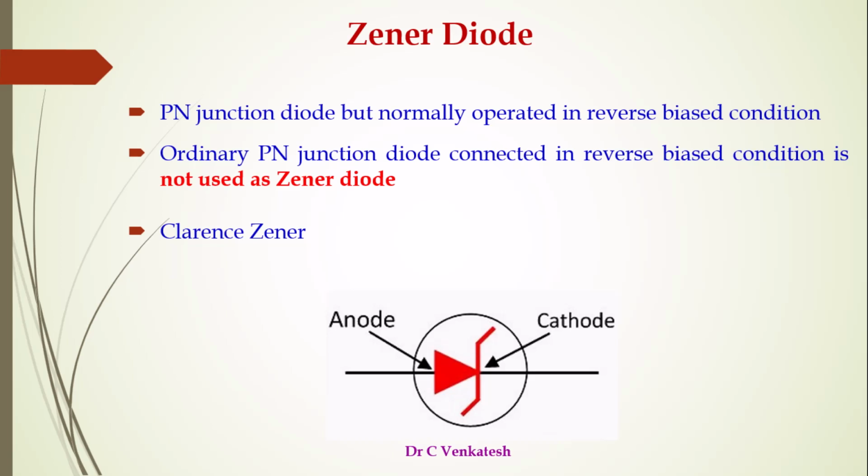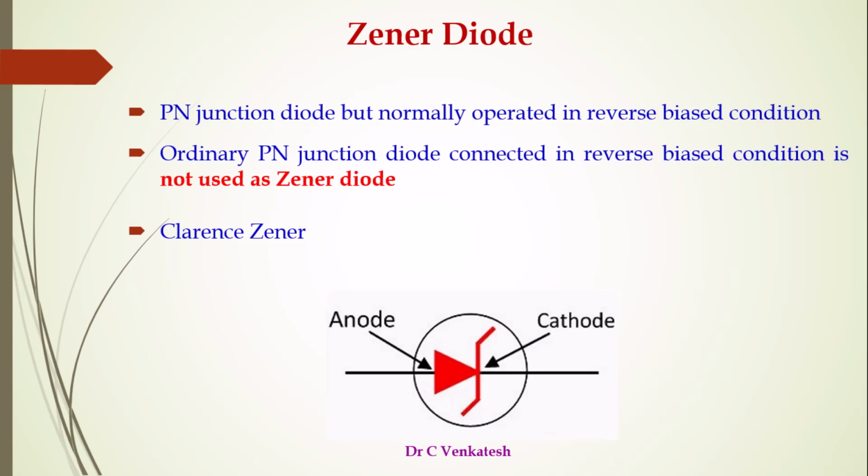Diode means two electrode device. Zener is a special type of PN junction diode. This Zener diode mainly works in the reverse biased condition. Our ordinary PN junction diode connected in reverse biased condition is not used as a Zener diode. This phenomenon is described by Clarence Zener. Hence, this PN junction diode is called Zener diode.